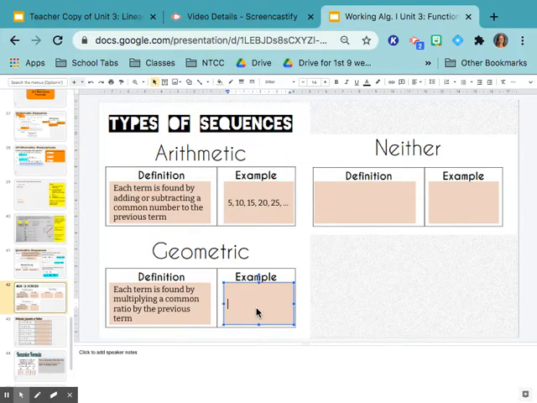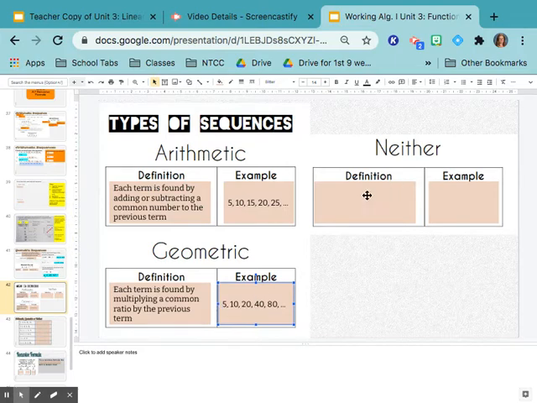So an example, let's say we start out with 5, but we multiply by 2 each time. What would be the next term if I multiply by 2? Dan, what would be the next one? 20, what would be the next one? And then? Okay, dot, dot, dot. So it's increasing faster is what it is.